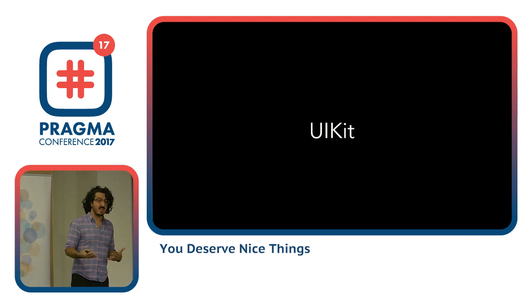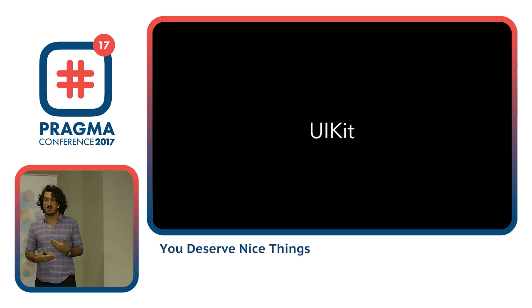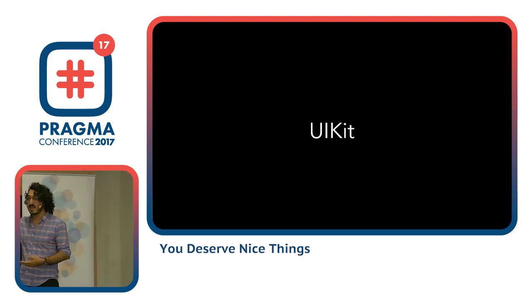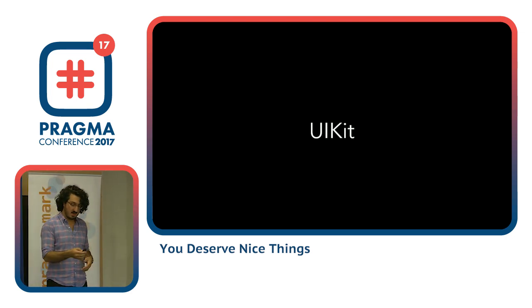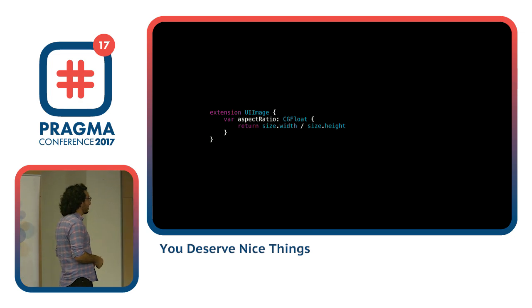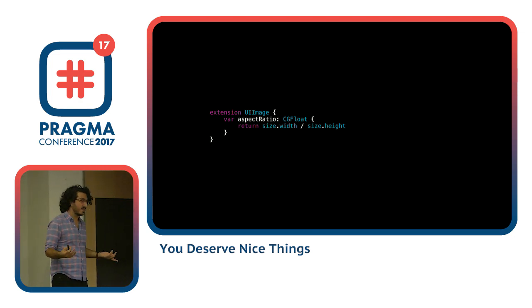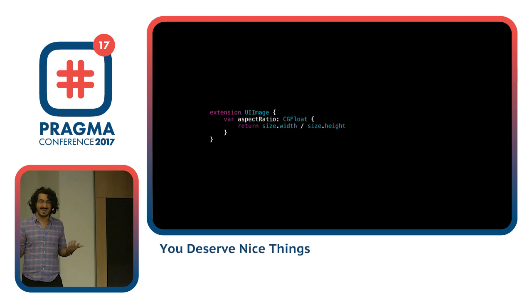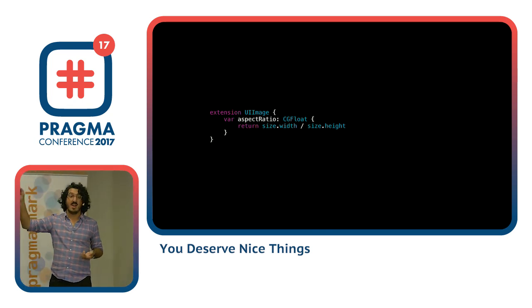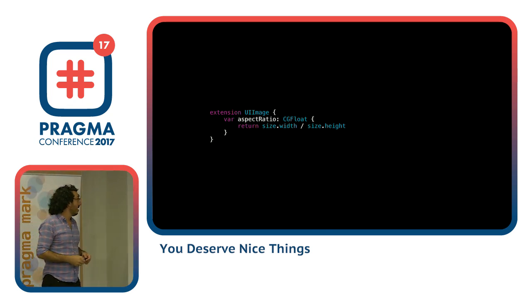These problems are not isolated to Foundation. They're not isolated to the Swift Standard Library. They're all over. UIKit suffers from this as much as anybody. So here's an example of something that I always forget how to do, calculating aspect ratios. Is it height over width, width over height? I don't know. If they would just give this to me, I would never have to look it up again.